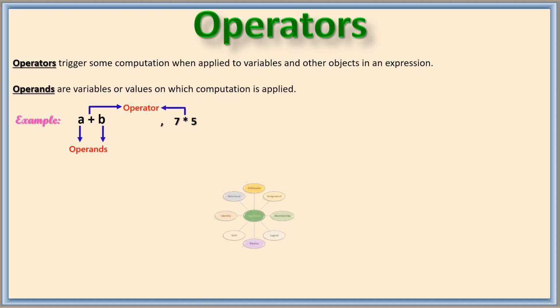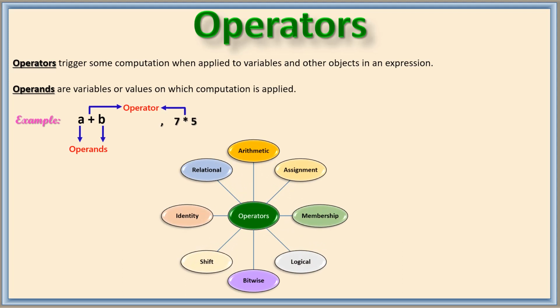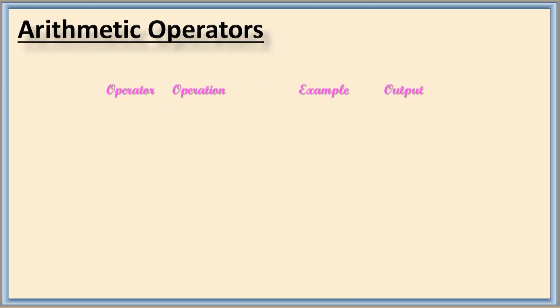There are different types of operators: arithmetic operators, assignment operators, relational operators, identity operators, membership operators, shift operators, logical operators and bitwise operators. We will see them one by one with examples. Arithmetic operators are nothing but the operators which we normally use in mathematics. First, we have plus, that is addition. For example, 5 plus 20 results in 25.